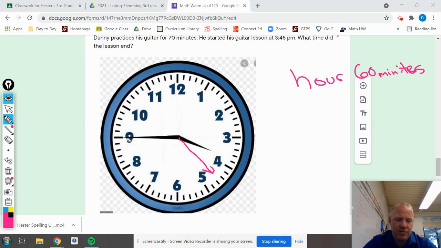We go 70 minutes. So 60 minutes would bring that hand right back to where it is. Then we add 10 more minutes. So we add 5, 10. So the big hand is going to end up, whoa, that was not accurate. The big hand is going to end up at the 11, which is 55, because 11 times 5 is 55. So the time now is 4:55 instead of 3:45. So the answer would be 4:55. Once you have that, move on down.